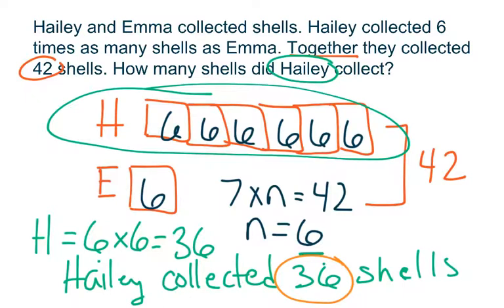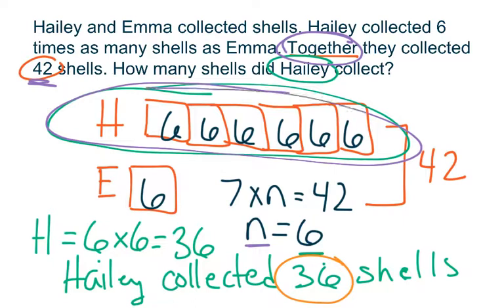And again, for this problem, I was given a total. It says together here. That's how many they collected. So this is the type of model that I can use when I have my total. I'm solving for my variable of n. I'm replacing it in my model, and then I'm circling what I'm solving for. So in this case, I was solving for Haley.